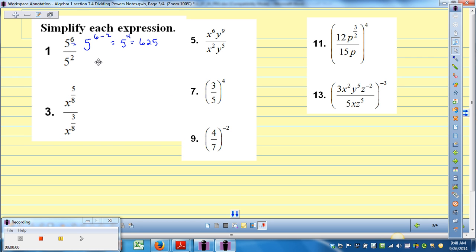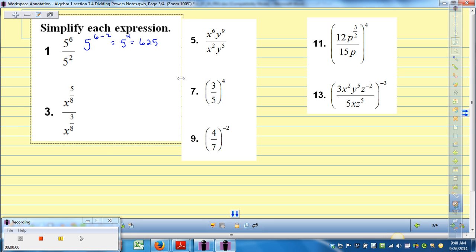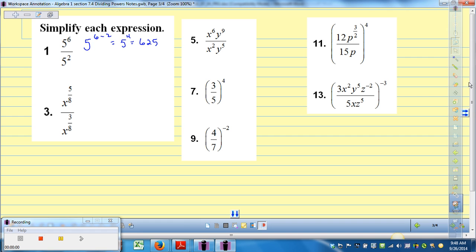Okay. The next one is x to the 5/8 over x to the 3/8. Okay. So, you don't have to write this interim step as long as we know we're subtracting exponents. And it becomes x to the how many eighths? 2/8, which is x to the 1/4. Very good.